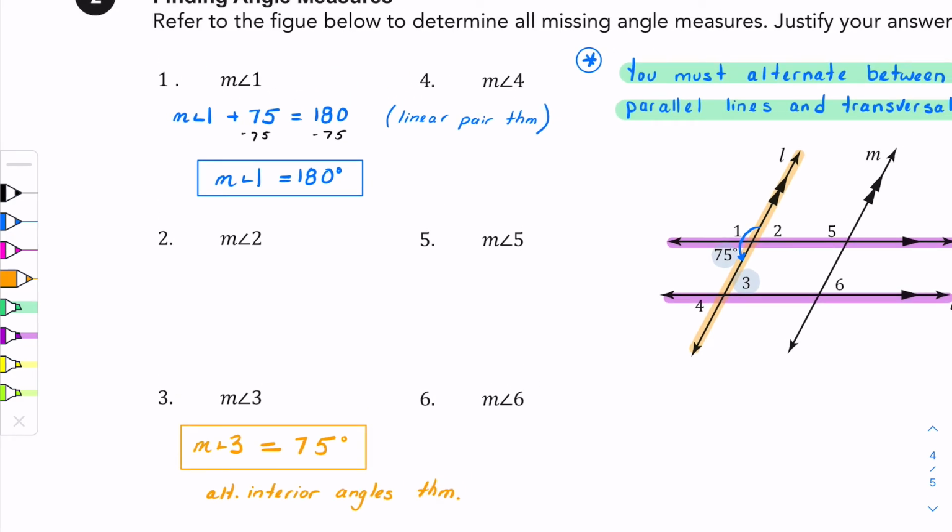Next, we're looking at the measure of angle 4. I'm just going to tell you that the measure of angle 4 is also 75 degrees. And now I'm on to number 5, which is the measure of angle 5.